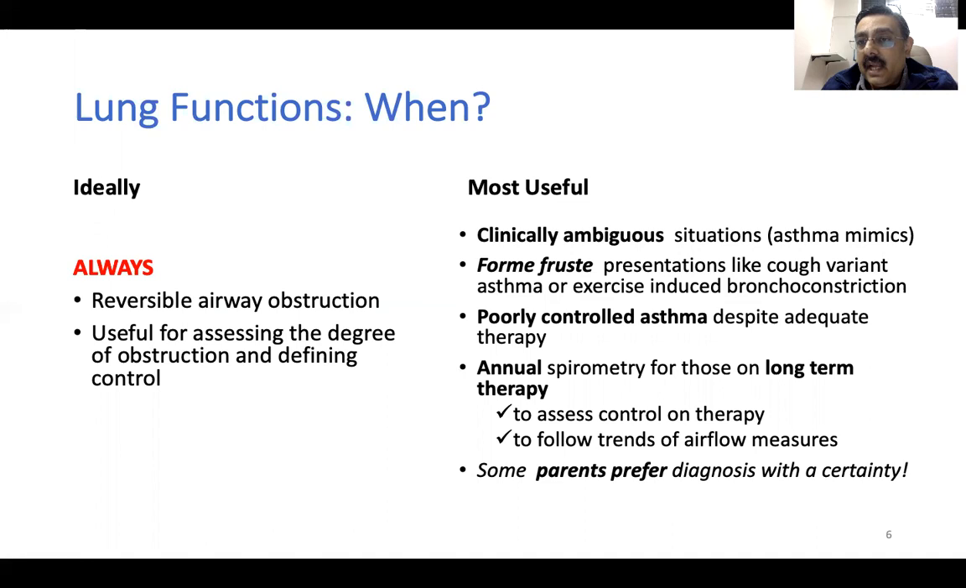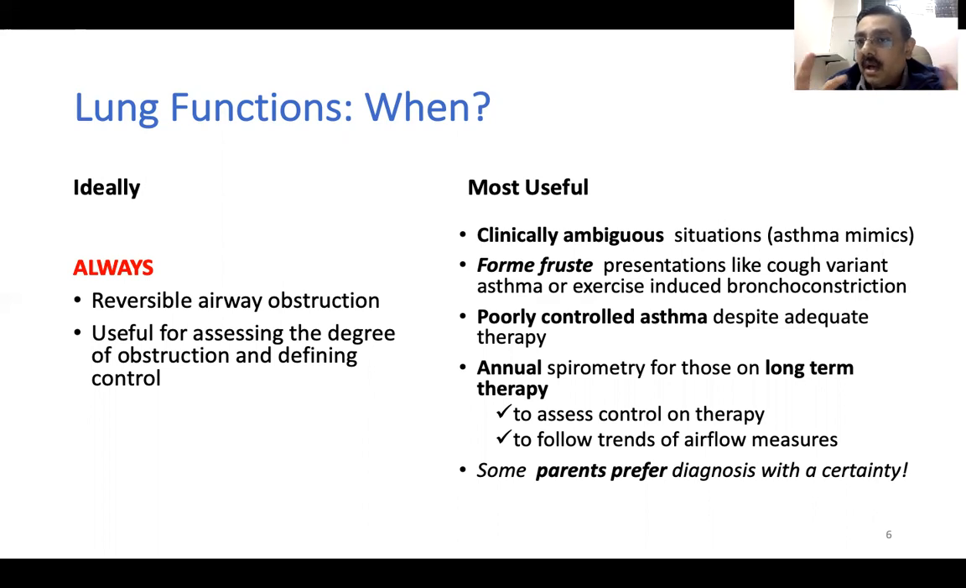There is a role of getting annual spirometries done, especially on children who need long-term treatment, to assess control and to follow the trends of airflow limitations. And there are groups of patients you will always get who would not agree to what you are saying, and they want a diagnosis with certainty. And if you prove with a diagnosis that there's an obstruction and there's a reversibility, people will accept the diagnosis. And once they accept the diagnosis, the chances of accepting treatment are also quite high.